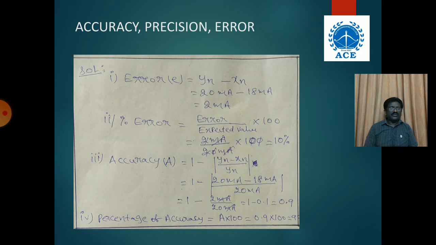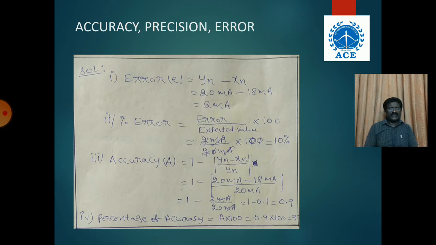So now I am going to calculate first the percentage of error. Your percentage of error equals error divided by expected value times 100. You know the value of error E equal to 2 milliamps and expected value 20 milliamps. Simplify them, then you will get 10%. So this is the basic idea about the error.